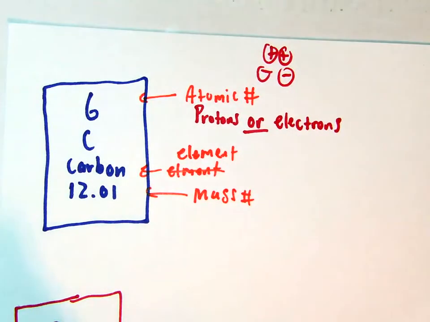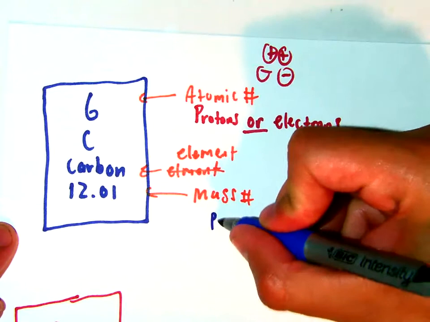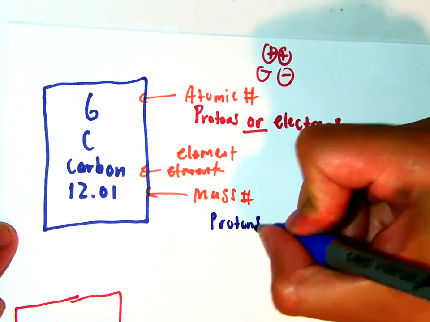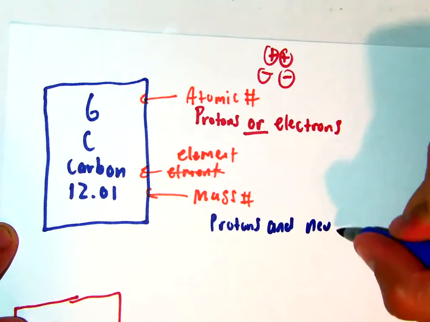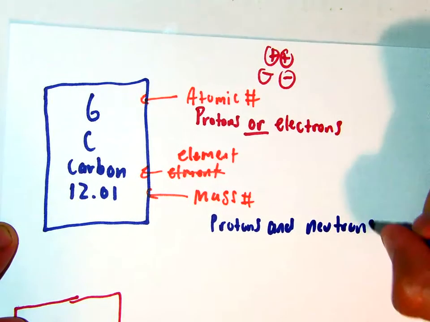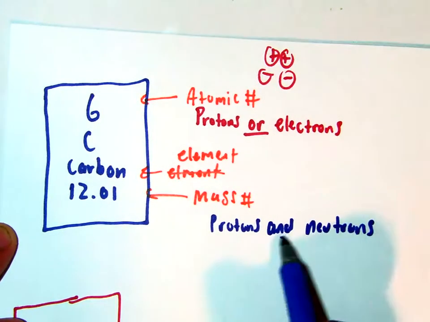Okay? All right, let's go into mass number. So what is mass number? Well, what contributes to mass? Only 2 things contribute to mass. Protons contribute to mass, and neutrons. So my mass number tells me my number of protons and neutrons, not or, both of them.